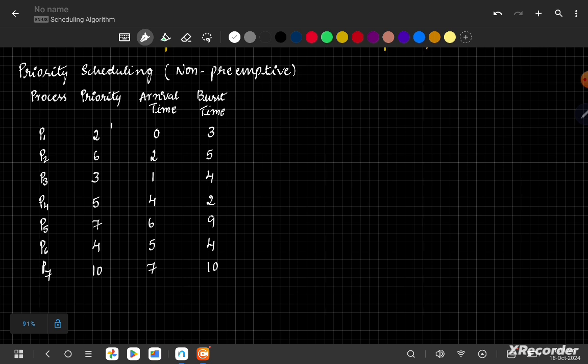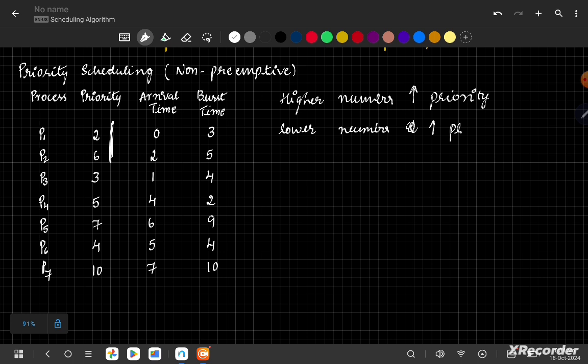Now, this column is called the priority column. Priority, the number that is given, right? You will be considering the priority according to the number. In the question, they will mention whether it is higher the number, higher the priority, or lower the number, higher the priority. Suppose they give higher the number, higher the priority.